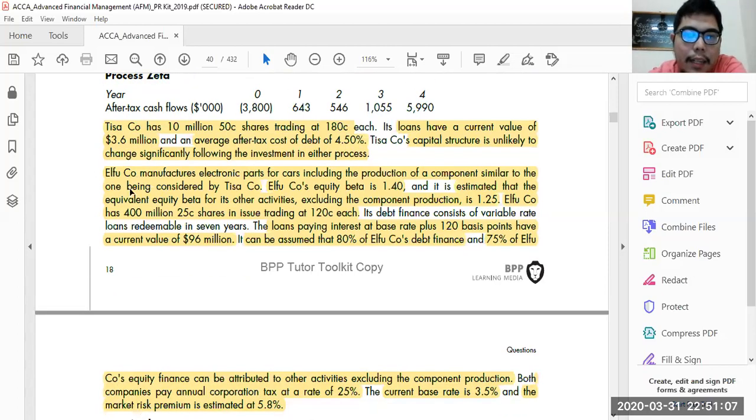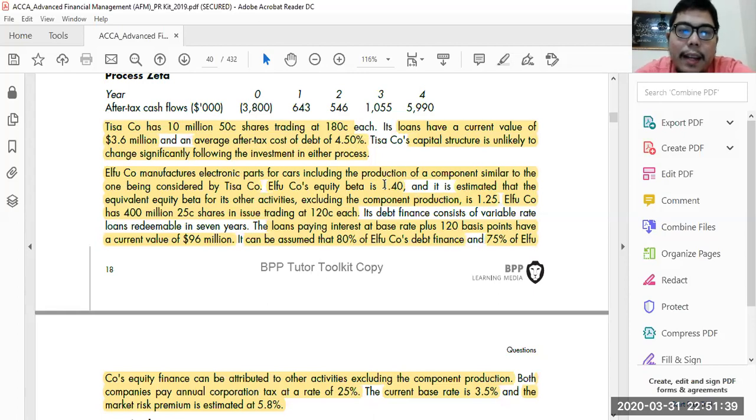Let's read. Elfuco manufactures electronic parts of the car, including the production of components similar to the one being considered by TISACO. So most likely, you will use Elfuco as your proxy in your calculation. Elfuco equity beta, Be, is 1.4. In this case, equity beta, as we mentioned just now, contains business risk and financial risk.